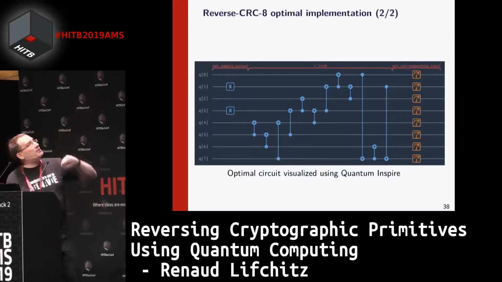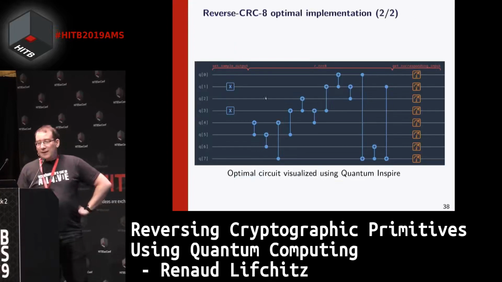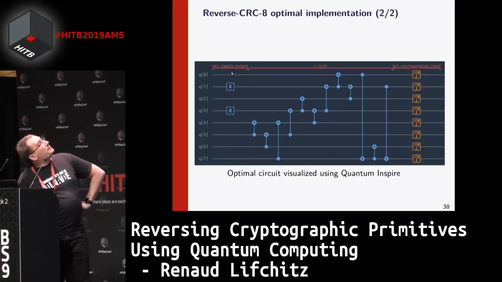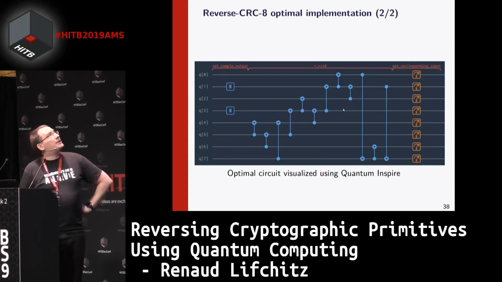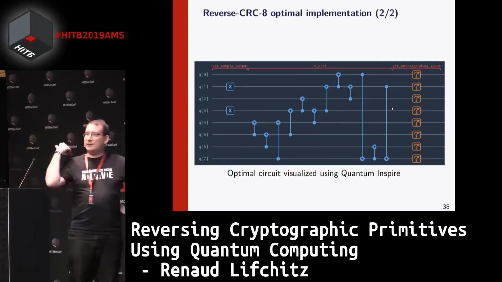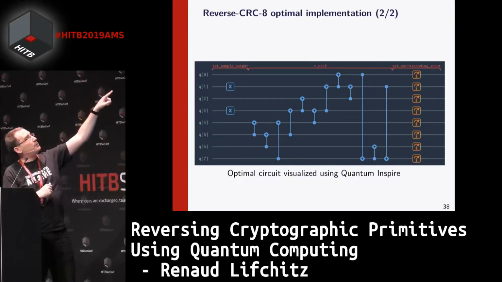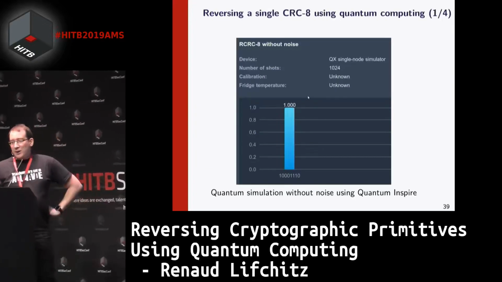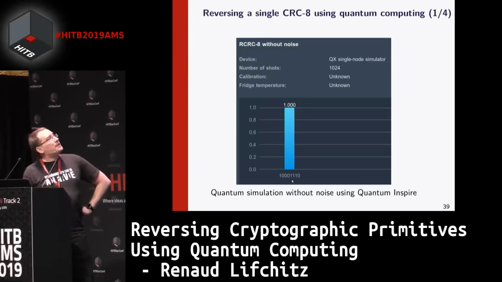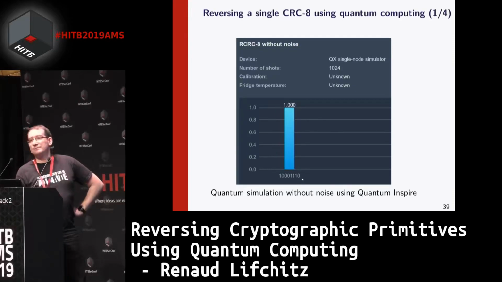So this is with Quantum Inspire. If you do the simulation here, my output is 0, 1, 0, 1, 0, 0, 0, 0. I do the reverse CRC8 circuit. So at the end, I will have the input of CRC8 that gives you as output 0, 1, 0, 1, 0, 0, 0, 0. And when you simulate the circuit, you will have 100% of the time the good solution, which is 1, 0, 0, 1, 1, 1, 1, 0. Well, that works.